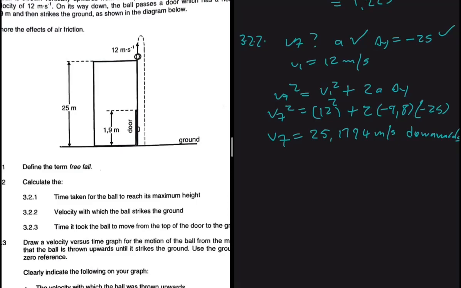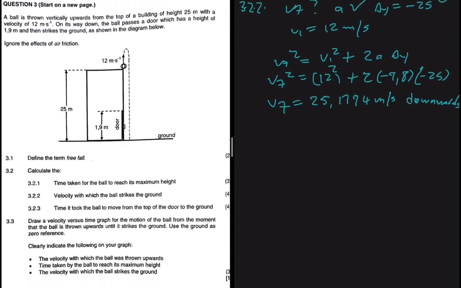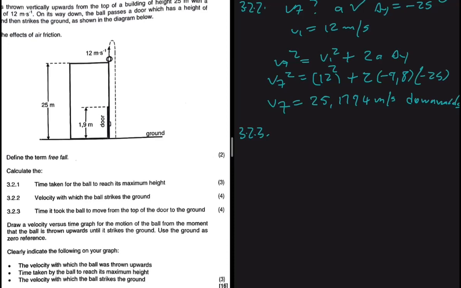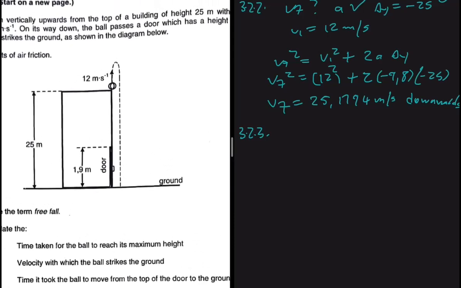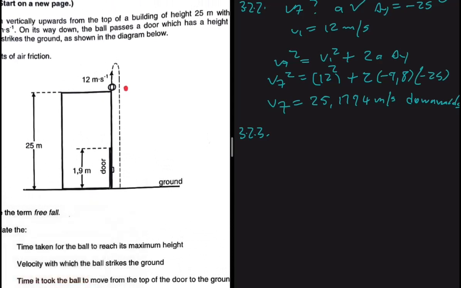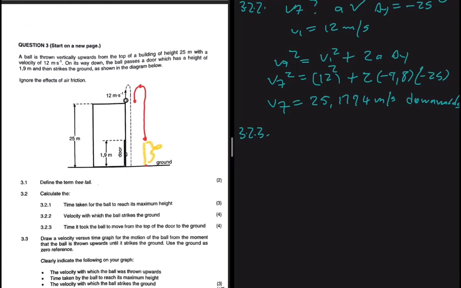Now, the only question that is a bit tricky here, I think, is 3.2.4. You have to be extremely sober to do this question. So we're looking for the time it took the ball to move from the top of the door to the ground. So let's come to a sketch. The ball is coming from the top, and then we go to some maximum height, and then as we go down, we pass the door at some point, and then we keep going down until we are on the ground, right? So we're looking for the time that it takes for the ball to move from the top of the door to the ground.